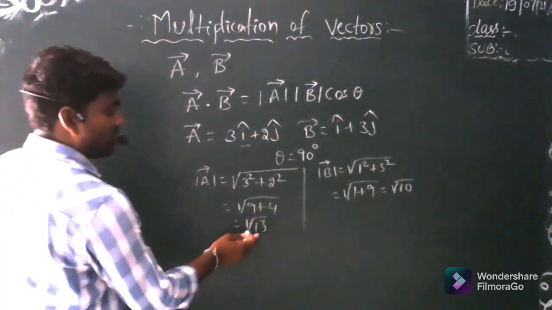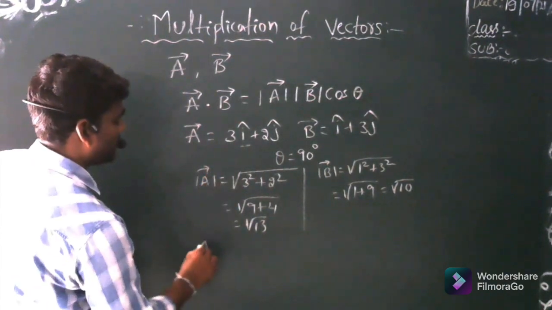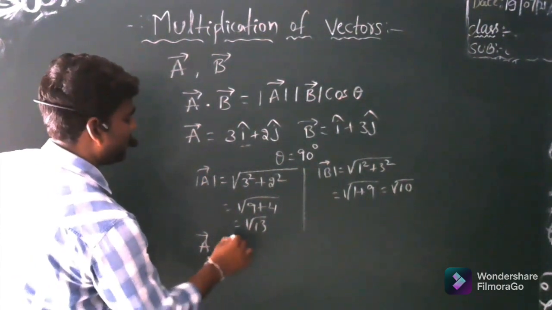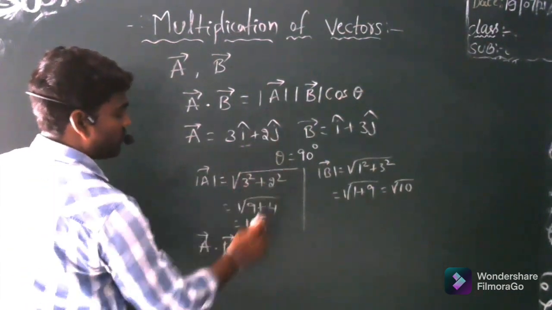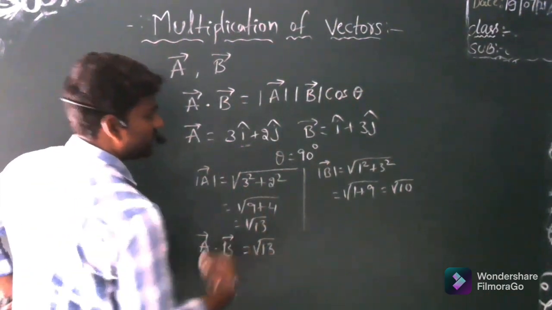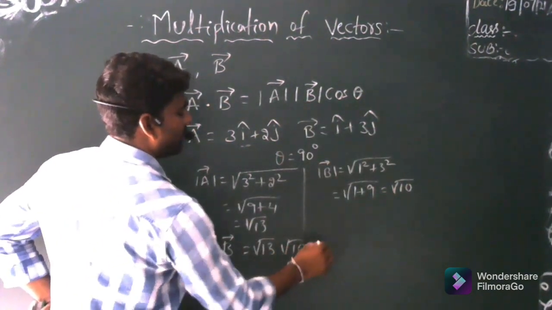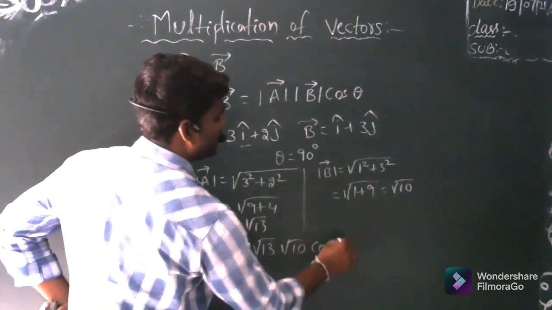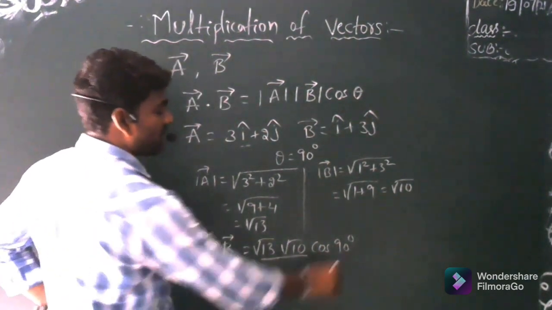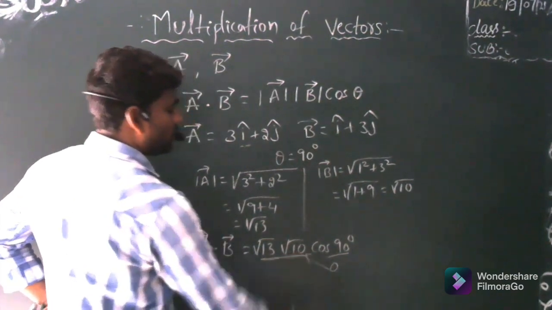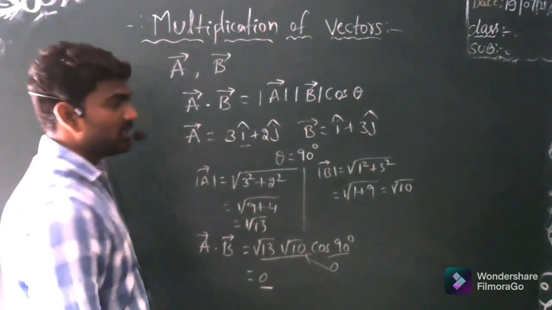So magnitude of A we are having and magnitude of B we are having. Directly substitute in this formula, then you will get the dot product. Dot product of A and B is equal to magnitude of A, that we got root 13 here, and magnitude of B, that we got root 10 here, into cos theta. The value is given as 90 degrees. So irrespective of these magnitudes, cos 90 value is 0. Whenever you multiply any value with 0, the final result again we will get as 0.